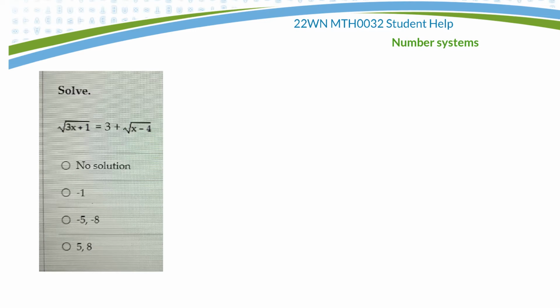All right, here's a couple of good questions. The first is a radical question, and the second is a rational one. So here they ask you to solve. One of the radicals is already isolated, so I can just square things. So I'll take root 3x plus 1, equals 3 plus root x minus 4, and I'll square both sides.